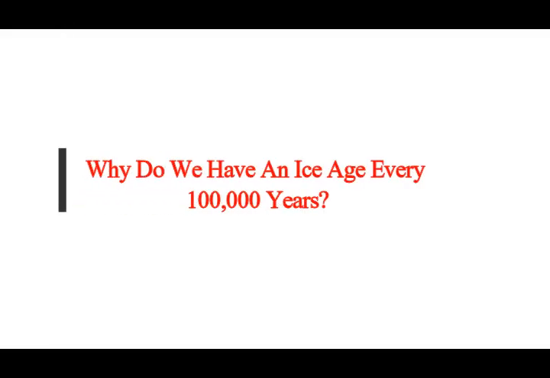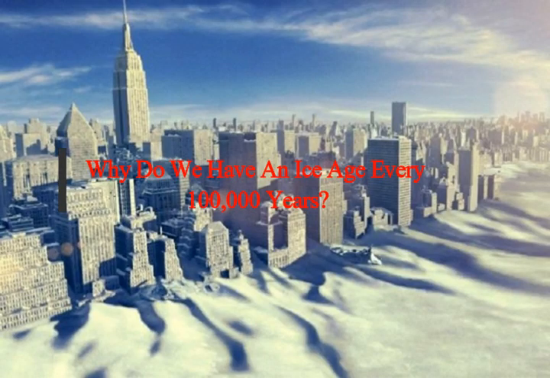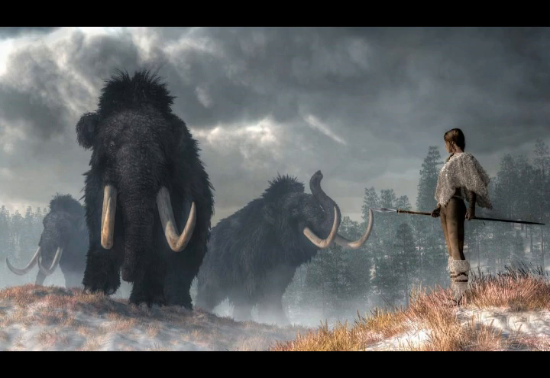Why do we have an ice age every 100,000 years? The last time we had one was about 13,000 years ago with the end of the Clovis culture, and they think that was the Younger Dryas event, the comet impact.